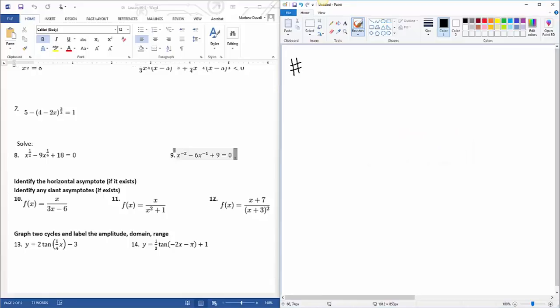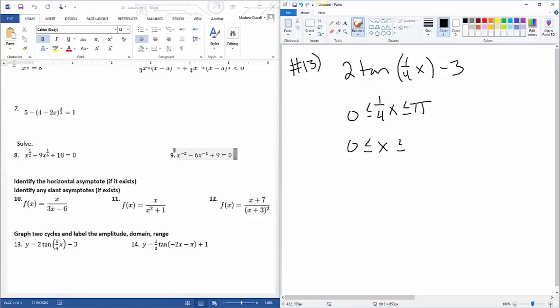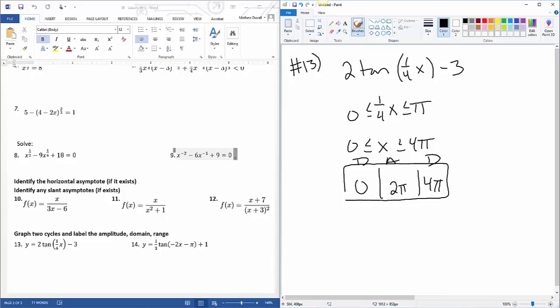Number 13, 2 tangent of 1/4 x minus 3. So I have to take the 1/4 x and put that between 0 and pi. Solving for this, I'm going to get 0 is less than or equal to x, which is less than or equal to 4 pi, because you multiply everything by 4. Do the box: 0, 4 pi. Add the ends, divide by 2: 2 pi. That helps us graph tangents.